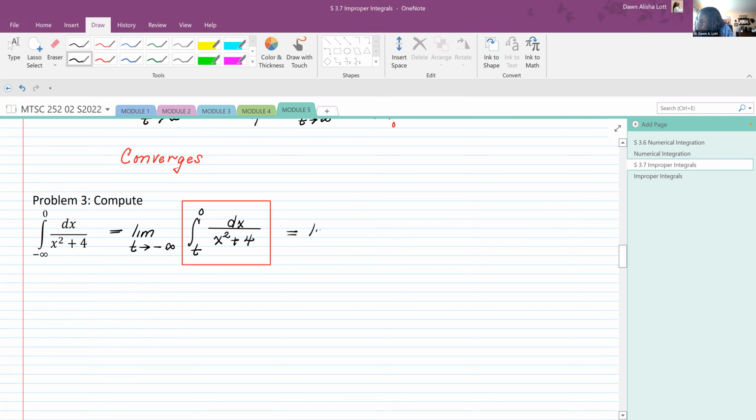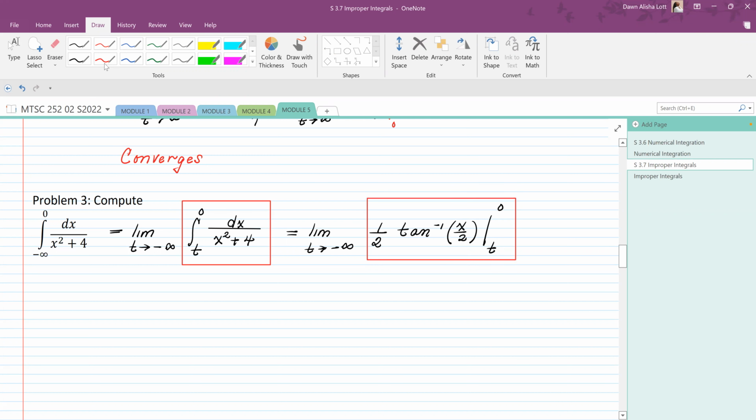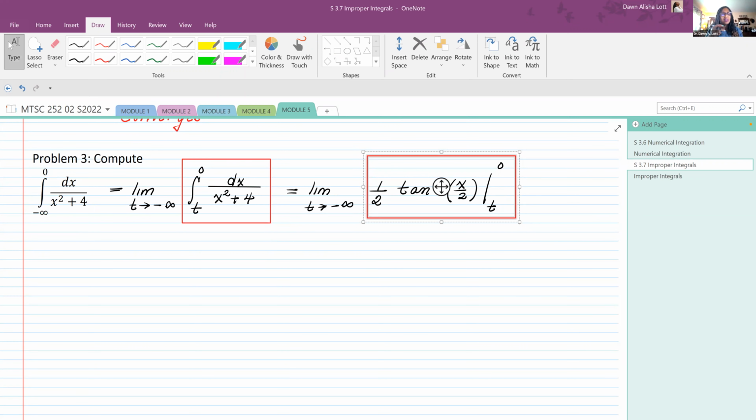Okay, so we end up getting the limit as t approaches negative infinity of 1/2 the tan inverse of x/2 evaluated between t and 0. Okay, does everybody see how that works? That block became this antiderivative, and it gets evaluated exactly at the limits. The reason why this one is tough is because we have to think a little backwards.